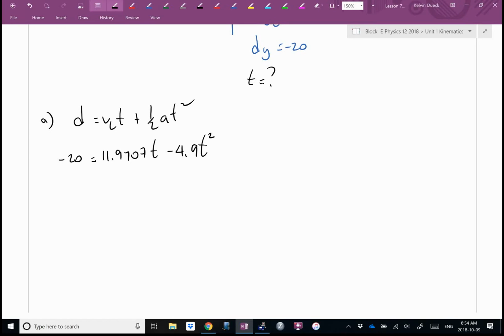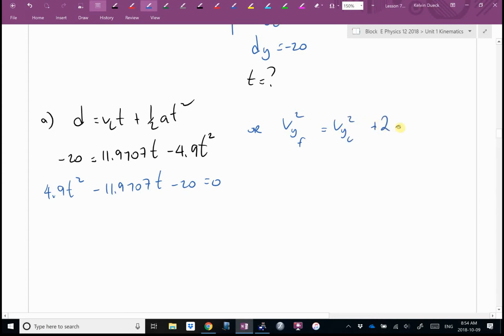Got to make it equal to 0. And here is where I introduce to you my quirk. I hate having the quadratic term negative, so I would almost certainly add the 4.9 T squared over and subtract the 11.9707 T minus 20 equals 0. And now I offer you a choice. I can continue with the quadratic formula, or I can go Vy final squared equals Vy initial squared plus 2Ay dy.